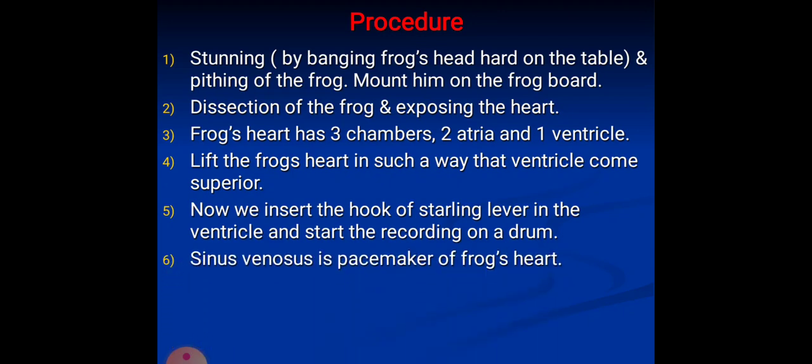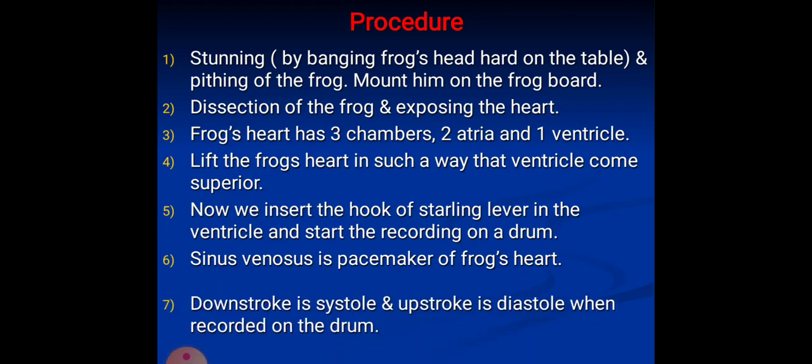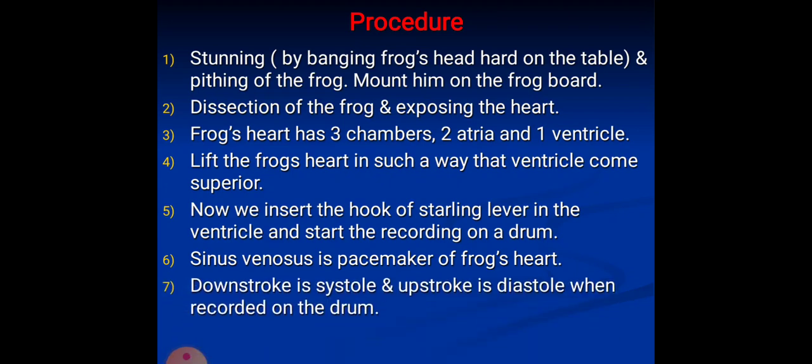Sinus venosus is the pacemaker of the heart. SA node is the pacemaker of the human heart, and similarly, sinus venosus is the pacemaker of the frog's heart. The downstroke on the drum is systole and the upstroke is diastole when recorded on a drum. This is in BJ Medical College, but it can be adjusted also. In some medical colleges, the downstroke is diastole and the upstroke is systole. But in our college, the graph is recorded in such a way, or it was recorded because the practicals have been stopped, that a downstroke is systole and an upstroke is diastole.